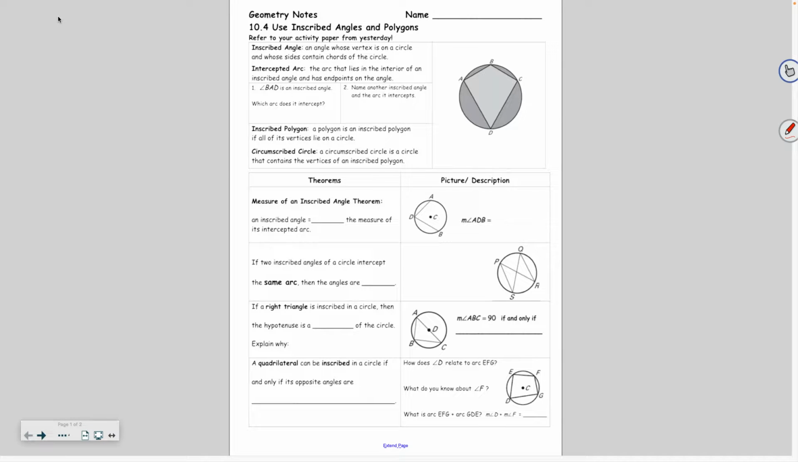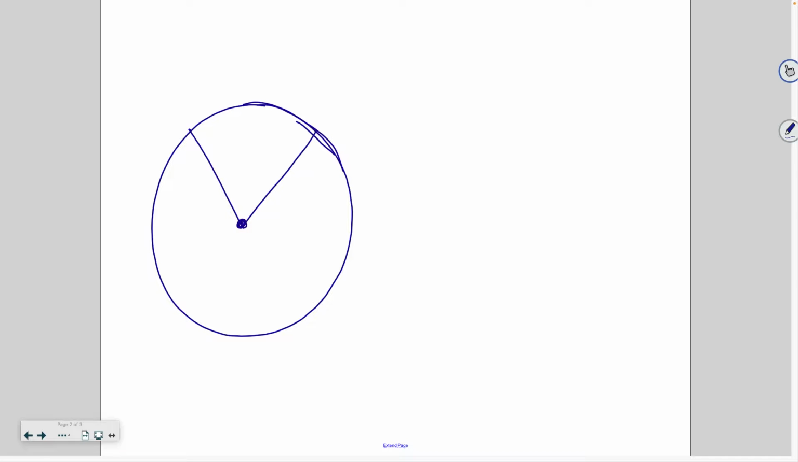A central angle is when you have an angle whose vertex is at the center and its legs are radii. So it's going to look like this. That's a central angle. And this angle is equal to the arc that it intercepts. So if this angle is 40, this arc is also 40.